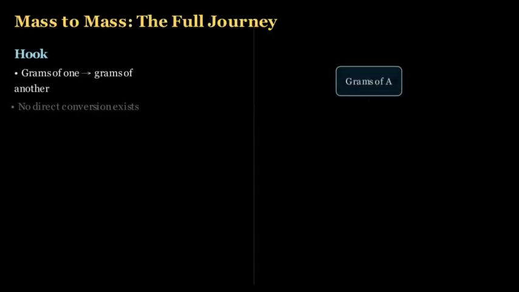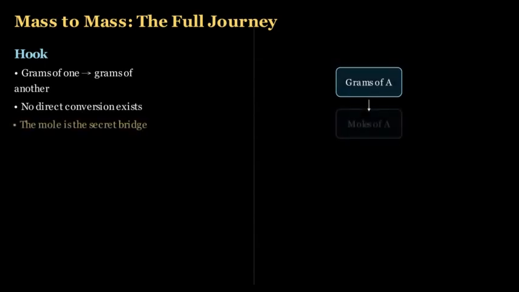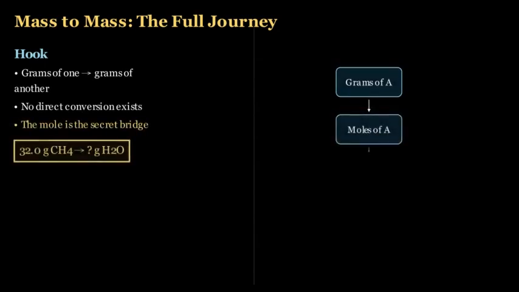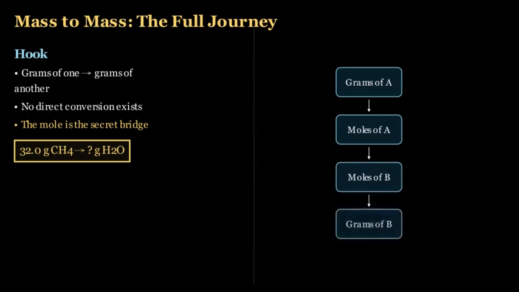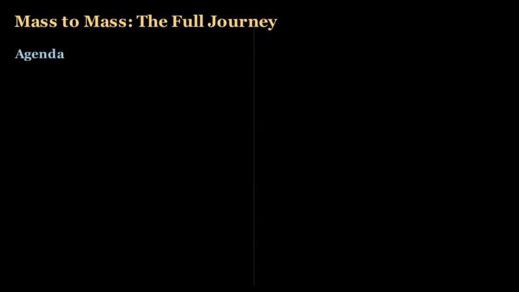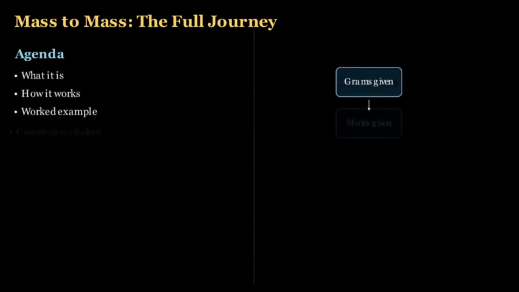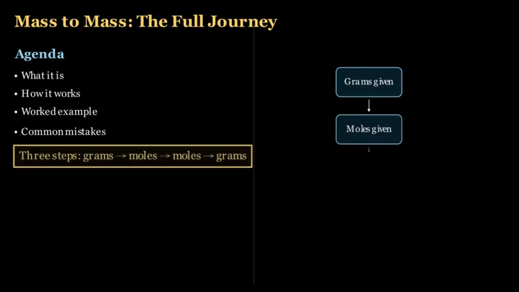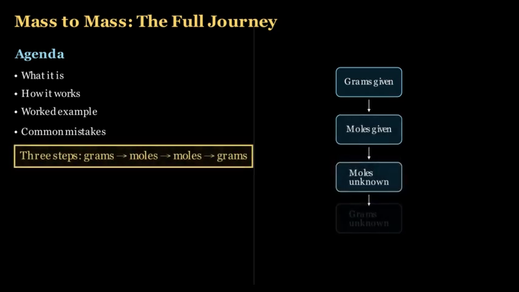You start with grams of one substance, and you need grams of another, but the periodic table doesn't give you a direct conversion. The secret bridge that connects them is the mole, and skipping any step will give you the wrong answer. We'll see what mass-to-mass stoichiometry really is, break down its 3 essential steps, walk through a complete calculation from start to finish, and then look at the 2 most common mistakes so you can dodge them.